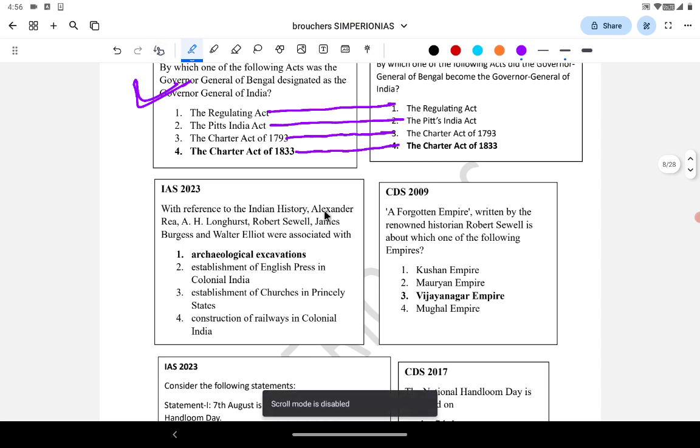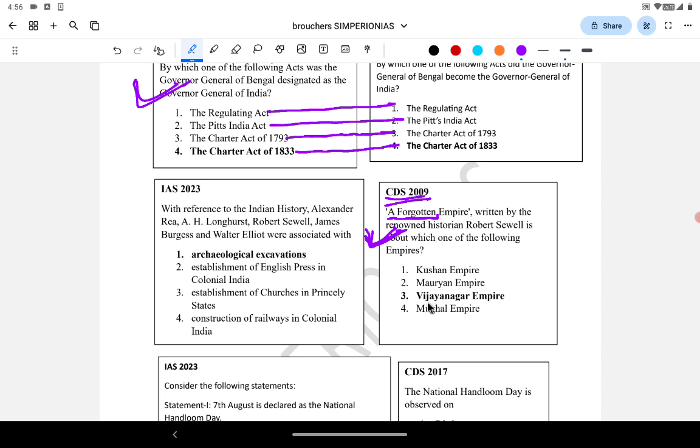With reference to Indian history, Alexander Rea, A.H. Longhurst, Robert Sewell, James Burgess, and Walter Elliot were associated with archaeological excavation. Look at the CDS question. The Forgotten Empire was one of the very important works of Robert Sewell, the historian. See, they have mentioned the name of Robert Sewell in this particular question.